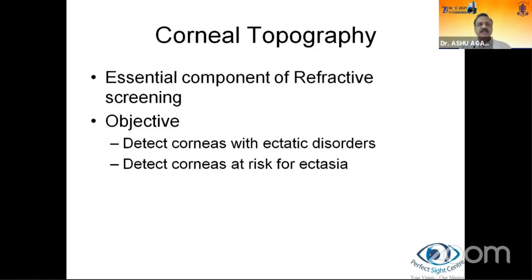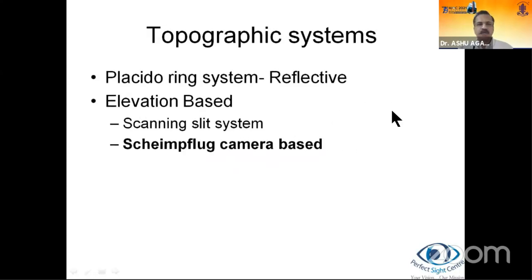So corneal topography essentially is the essential component of refractive screening now. And the objective is to detect corneas with ectatic disorders, established ones, which are easy to detect, and also detect corneas which are at risk for ectasia, which is the more difficult part. And therein the need for some newer devices.